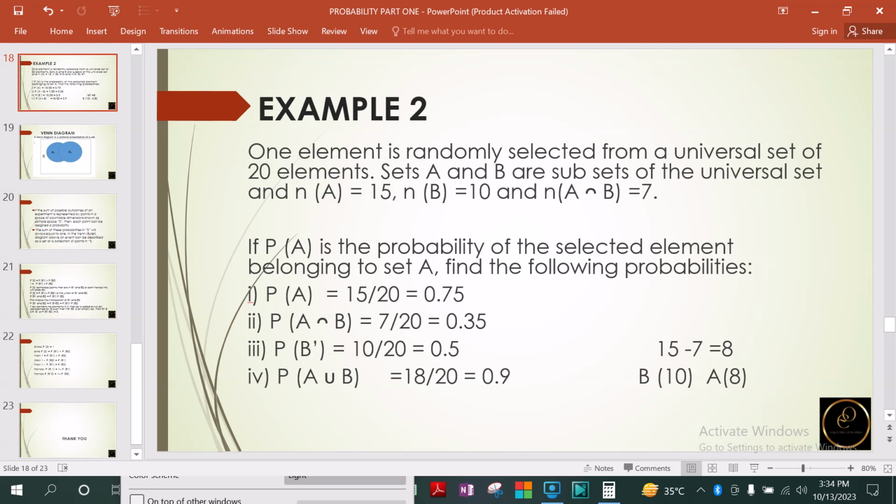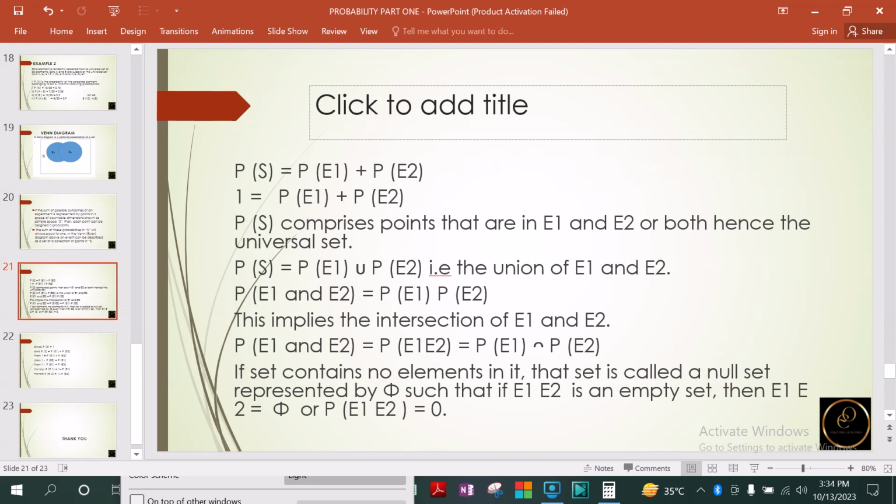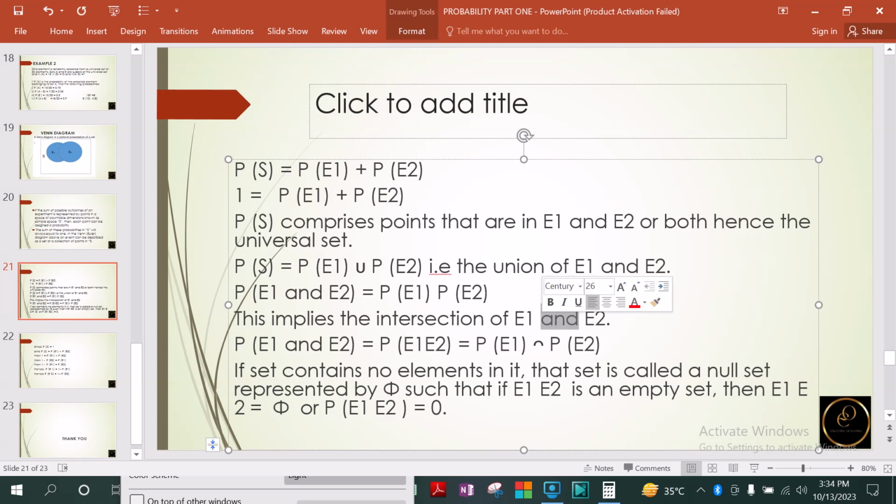Then also when you look at this other one, you're told this implies the intersection of event 1 and event 2. So when you are multiplying, you remember I've said when in probability you use and, you multiply. Whenever there is and, you multiply. Whenever there is or, you add. Okay, that's the idea. So you can see that probability event 1 and probability event 2 simply means probability event 1 times probability event 2. Okay, so it means probability event 1 intersection probability event 2.